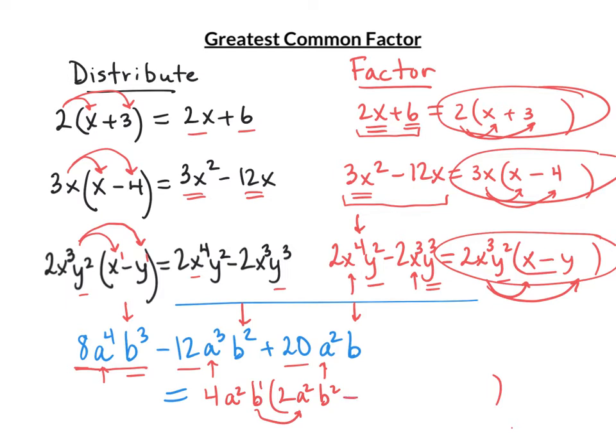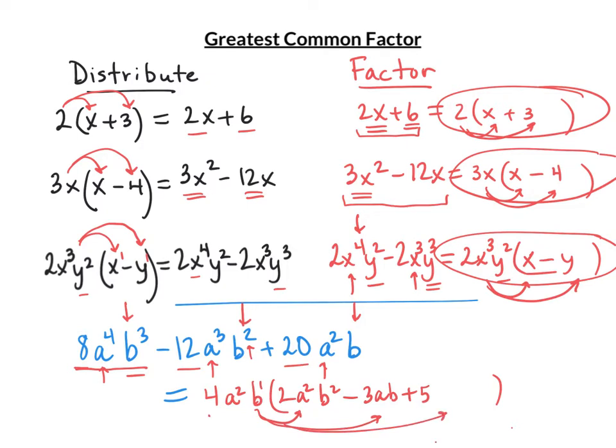And then I have a minus. 4 times 3 is 12. A squared times something makes a cubed. I need another a to make a cubed. B to the first times something makes b squared. I need another b to make b squared. Plus 4 times 5 is 20.